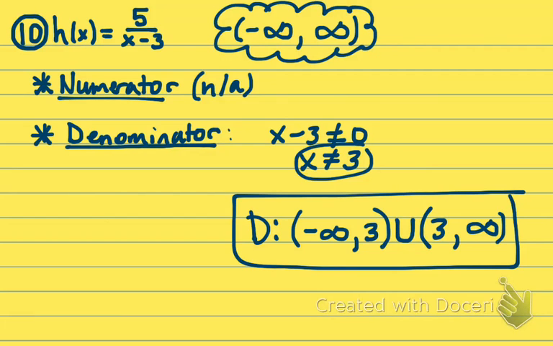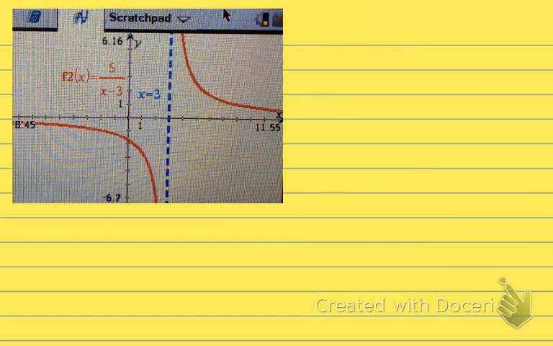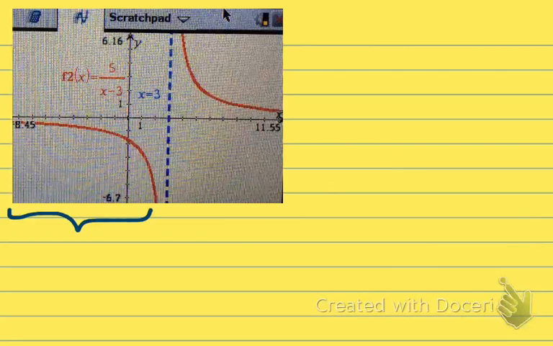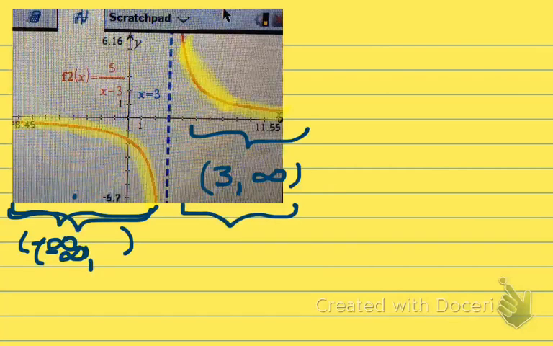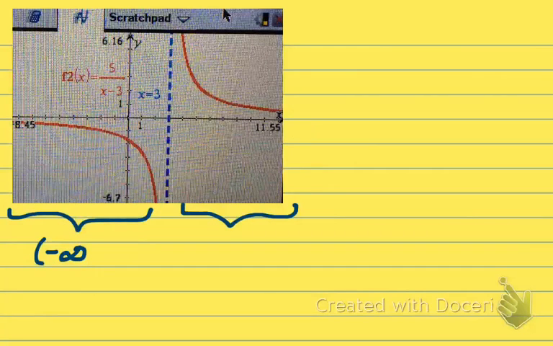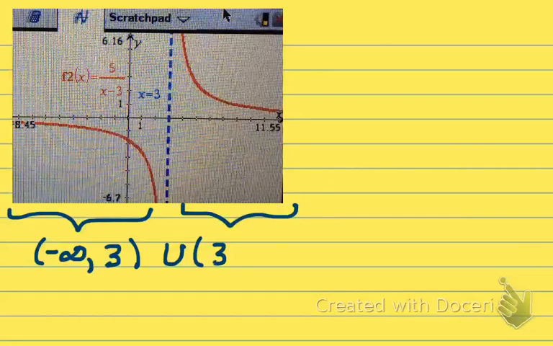So now we'll confirm graphically, and notice in our graph that has 2 pieces that correspond to the 2 pieces in the domain we just found. And the one on the left would be representing negative infinity to 3. Union 3 to infinity. And the union is just formal notation to say that these 2 pieces comprise one domain, and this is the domain of this function.